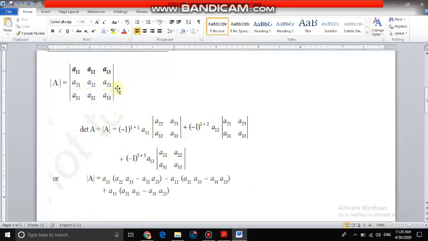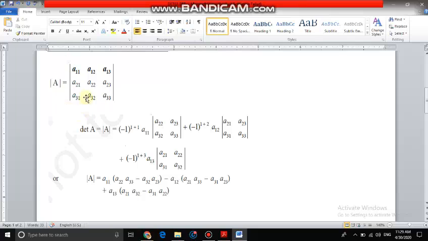If you use the second row, you have to keep in mind, in the first row I got the signs of plus, minus, plus, but if you use the second row, signs will be minus, plus, minus. Okay, because 2 plus 1 is 3. 3 is an odd number, so the first sign will be negative. 2 plus 2 is even, so the sign is positive. -1 to the power 4 is positive, and 2 plus 3 is odd, so the sign will be negative. So that's why if you use the second row to find the determinant, the signs will be minus, plus, minus. If you use the third row, back to plus, minus, plus. So it keeps on changing.